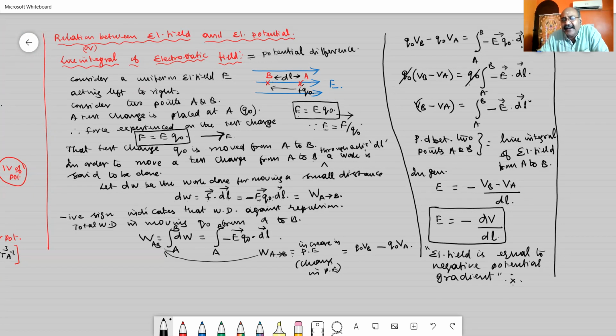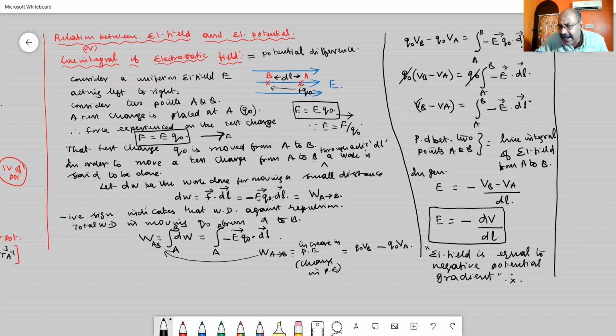On the left hand side, take Q naught as common, so we get VB minus VA inside the bracket. That is equal to, on the right hand side, where the scalar quantity Q naught is taken out, Q naught times the integral from A to B of minus E vector dot dl vector. Q naught and Q naught cancel. On simplifying, I get VB minus VA is equal to the integral from A to B of minus E vector dot dl vector.